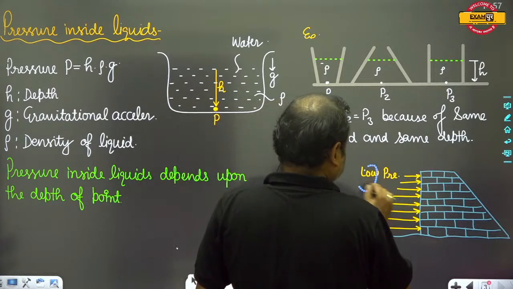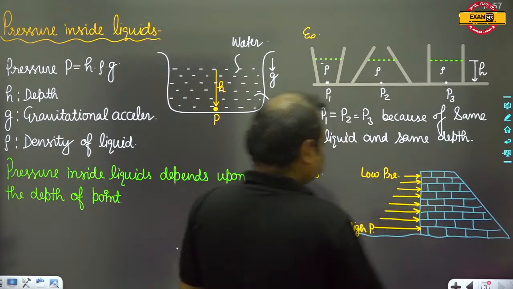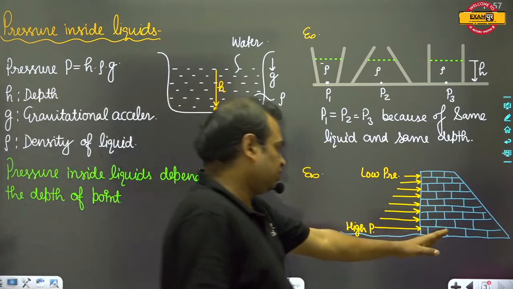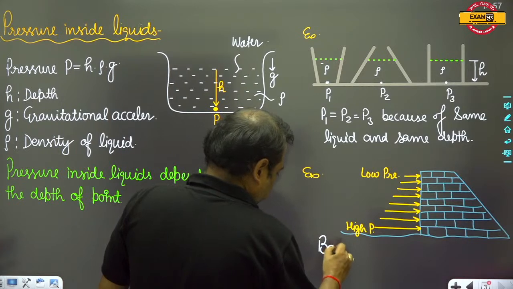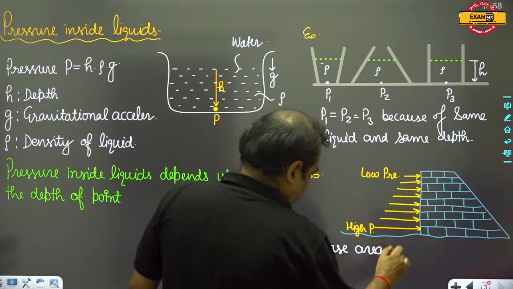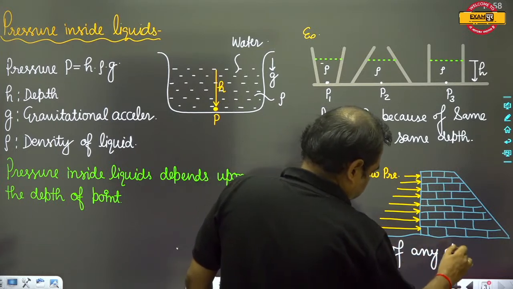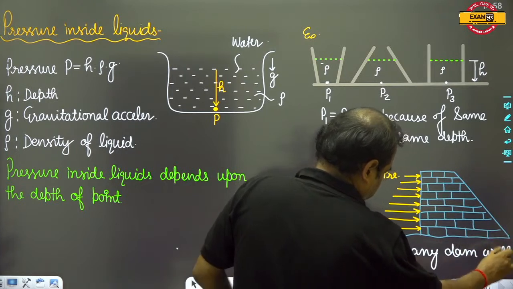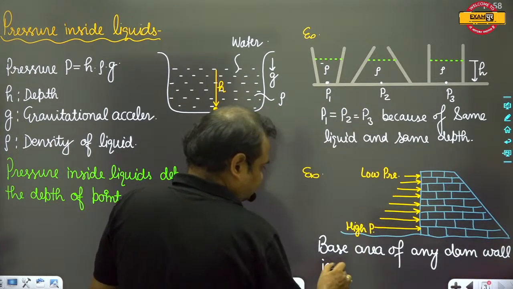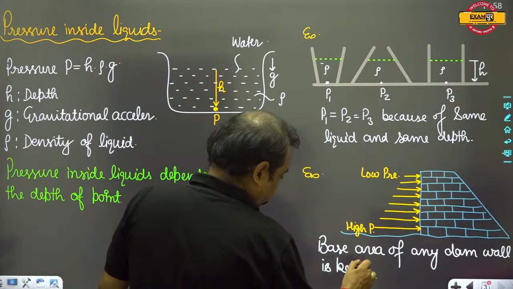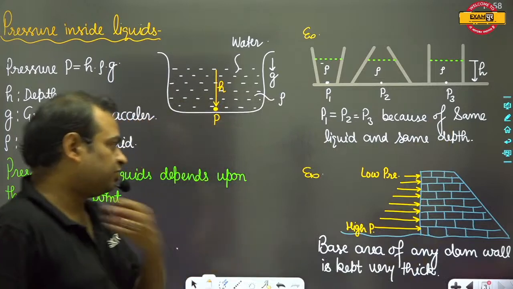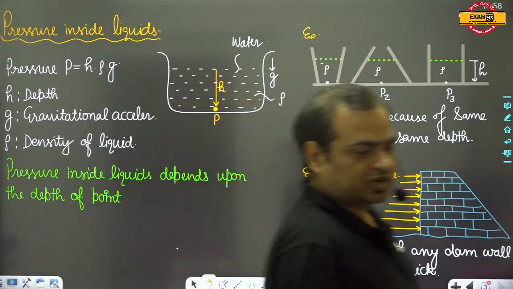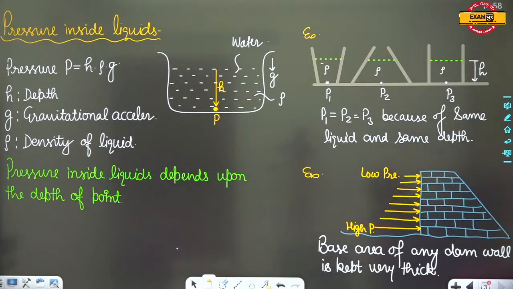And this is the reason that the bottom base area of any dam wall is kept very thick, because the pressure at the bottom side is very high. Please note down.